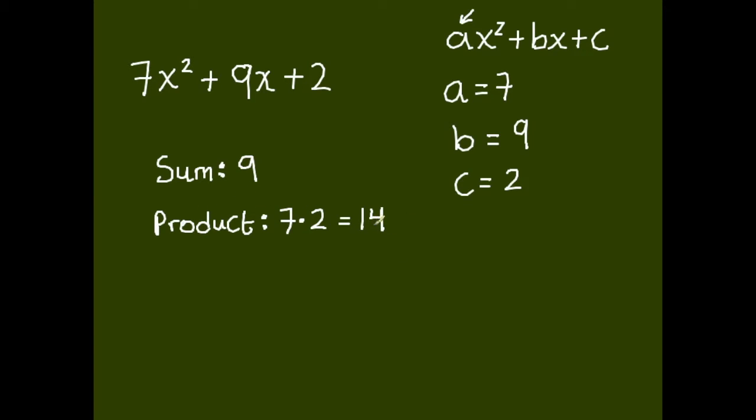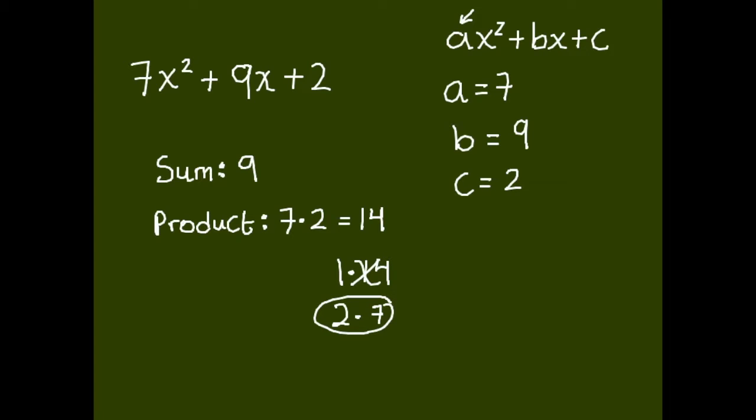So what do we multiply to get 14? From the positive numbers, 1 times 14 is a possibility, and 2 times 7. And that's it. So which set of numbers adds up to 9? Well, 1 and 14 add up to 15, so that's not good. 2 and 7 add up to 9 and also multiply to 14. That is perfect. So these are the two numbers that we're looking for.